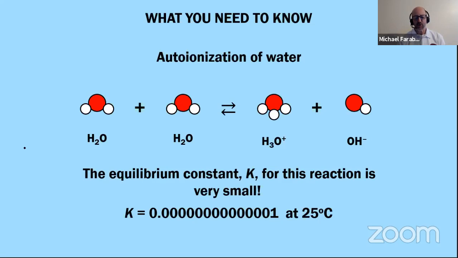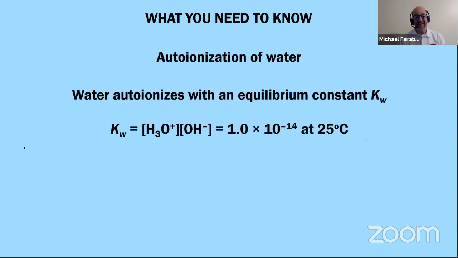So at room temperature, or 25 degrees Celsius, this particular value is what we call the Kw, 1 times 10 to the negative 14. Now, when I show you a symbol in brackets, that means molarity, that's concentration, that's moles per liter. Sometimes you'll see it written like this, moles per liter, sometimes you'll see capital M, but that means the concentration of hydronium ion times the concentration of hydroxide ion, and that equals 10 to the negative 14. So in pure water, those two concentrations are the same.